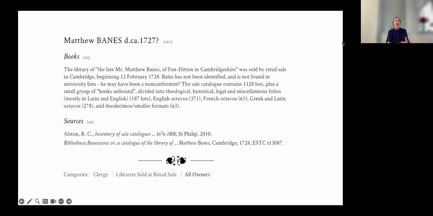But some of the entries are much shorter because all we know is that there was a person whose books were sold at a book sale in 1727 or whatever. And that's as much as we know because we haven't been able to trace any of those books. We don't know anything about what happened to them, but we do know that this person owned a library, and so they get an entry in the database.